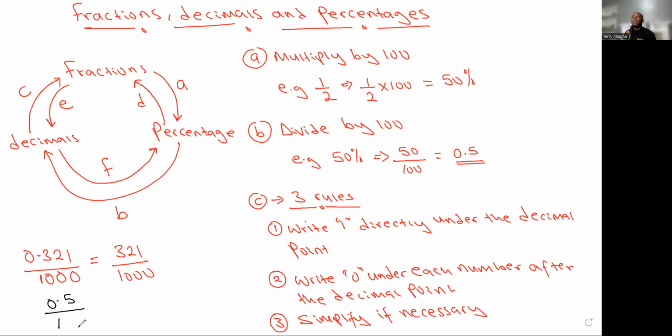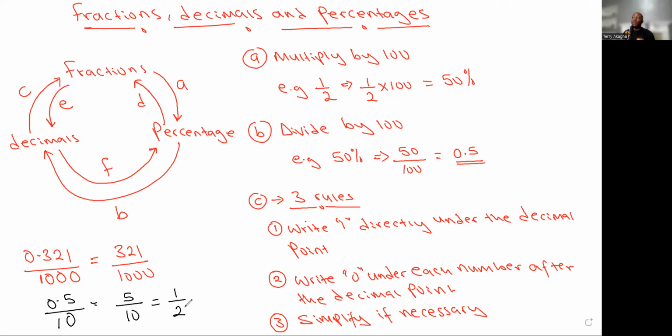You put 1 under the decimal point, then 0 under the numbers after. So we only have 1. So it's going to be 5 over what? 10. You can simplify this again. 5 will be 1 over what? 2. And we're back to the original fraction.